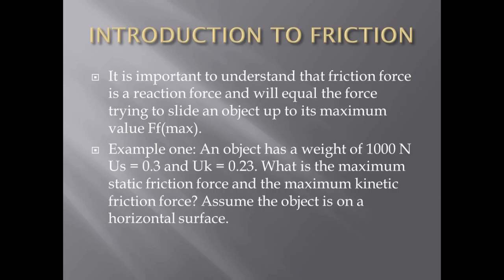Example 1. An object has a weight of 1,000 newtons. The coefficient of static friction equals 0.3 and the coefficient of kinetic friction 0.23. What is the maximum static friction force and the maximum kinetic friction force? Assume the object is on a horizontal surface.